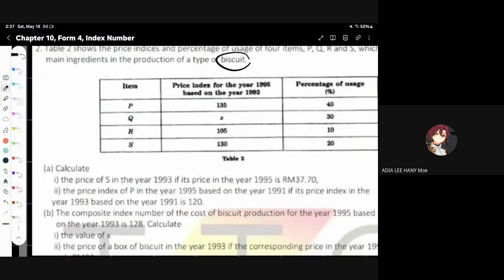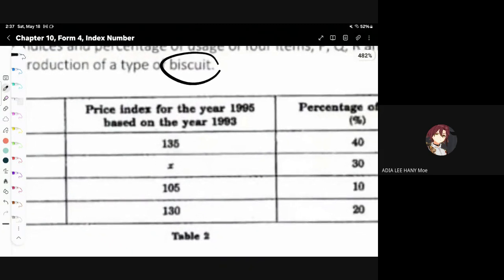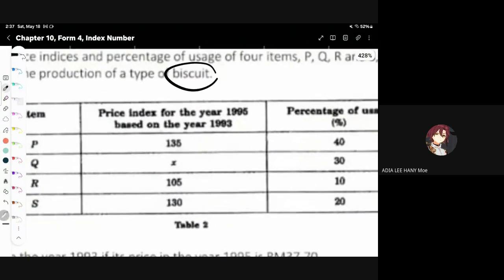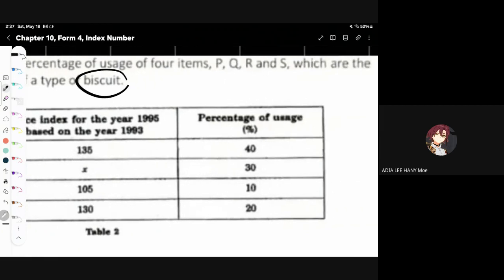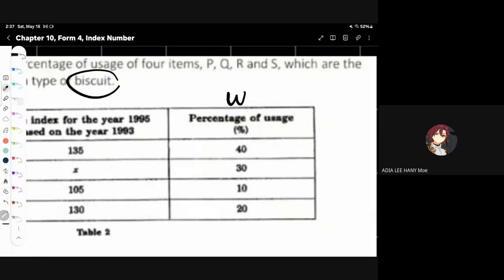So before we look at the question, always label. So they say price index for the year 1995. It's hard to see, but I know what it is. So they want the I for 1995. So 95. Based on the year 1993. So 93. Okay, so that's the I. And this one percentage, so it's W.